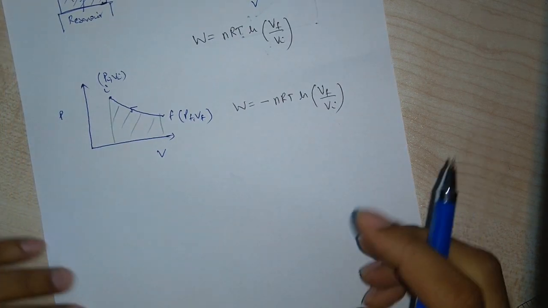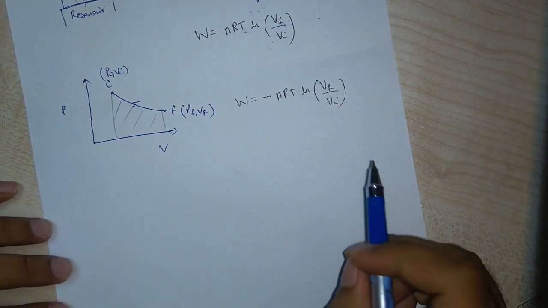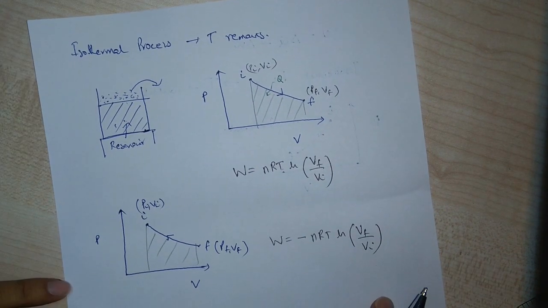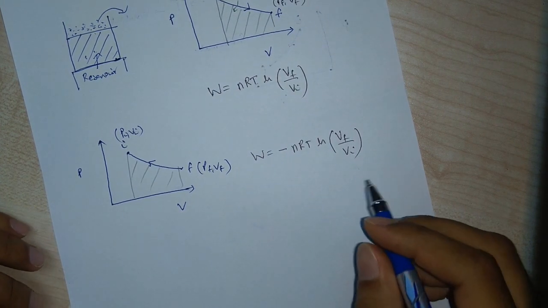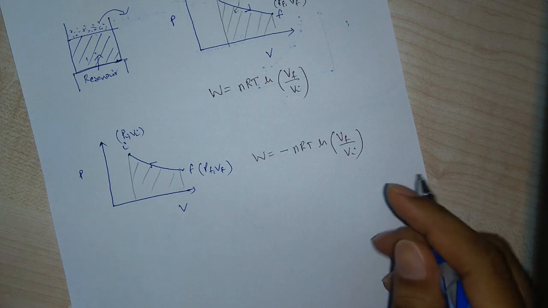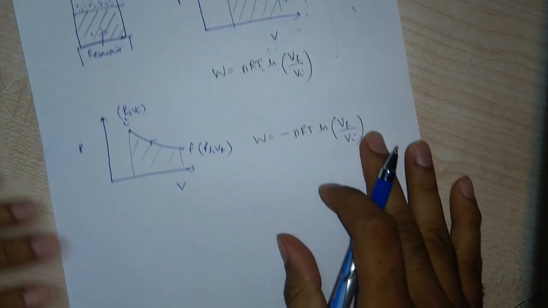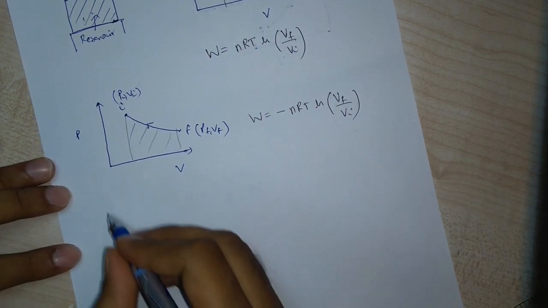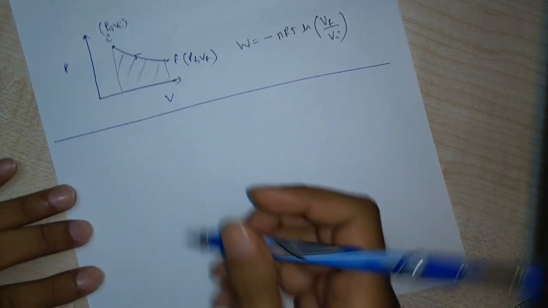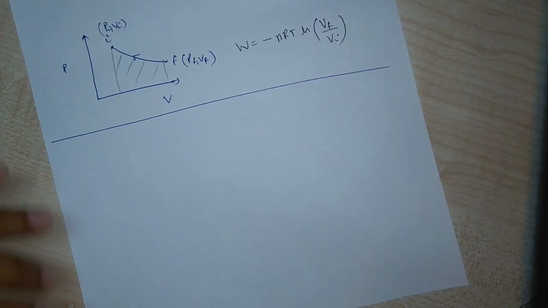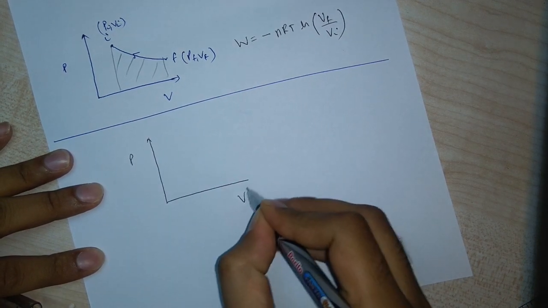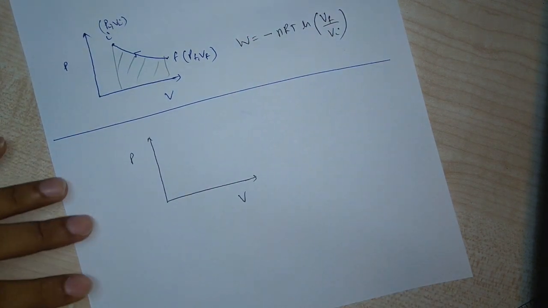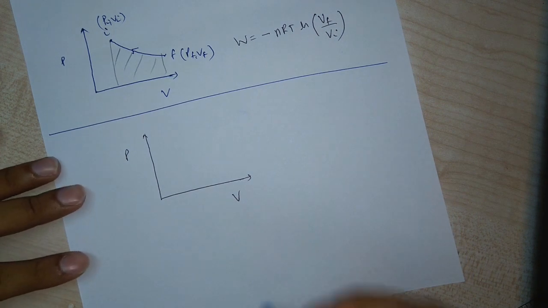Now we study some other types of thermodynamic processes. What we have done up till now is the isothermal process. Now we will study other types of processes. Let us consider the following thermodynamic process.